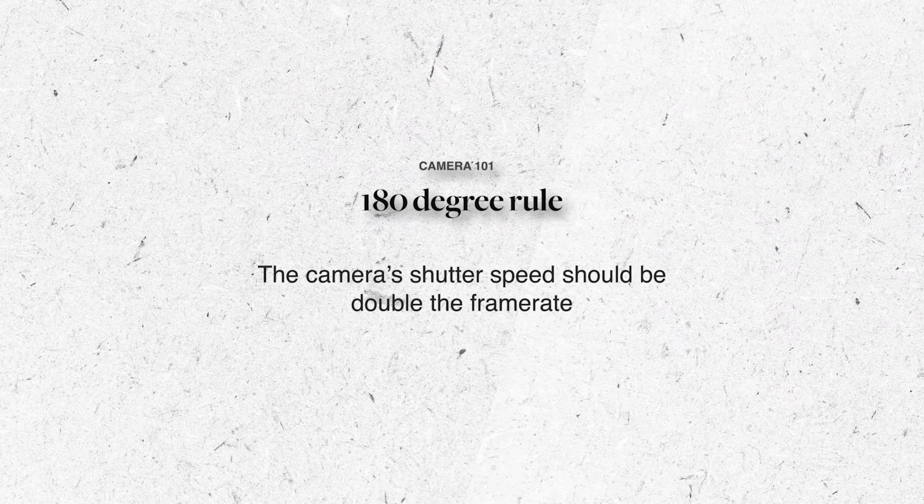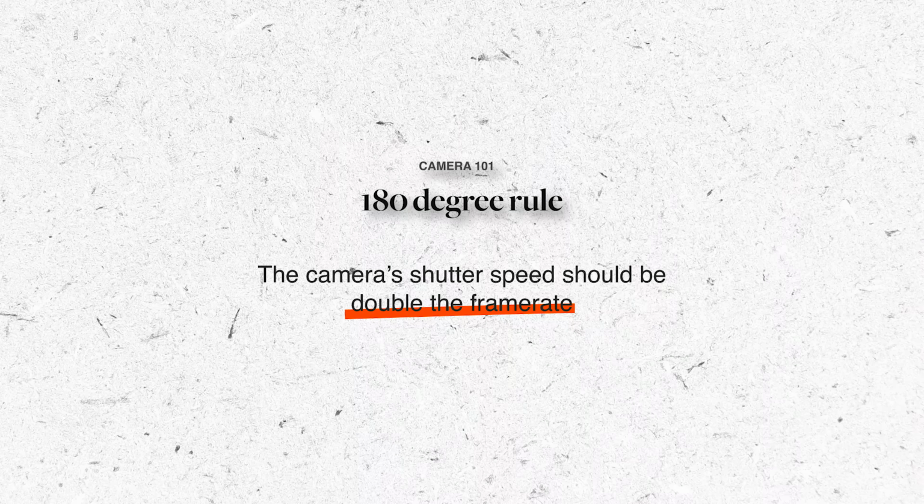If this is the first time you're hearing it, basically the 180-degree rule states that the shutter speed should be set at double the frame rate. For instance, right now I am shooting this video at a frame rate of 24 frames per second, which means my shutter speed is set at 1/50th of a second.